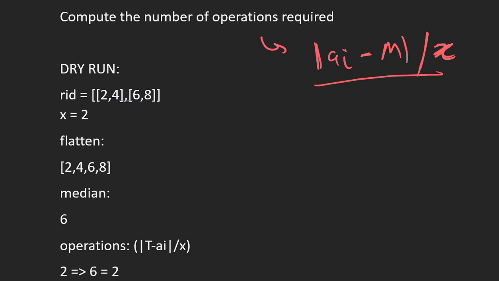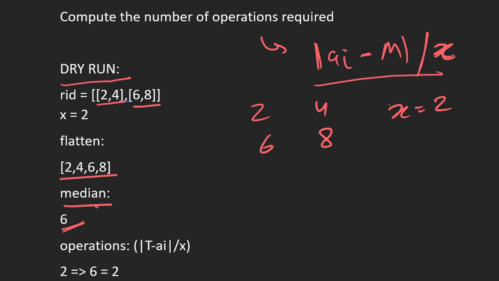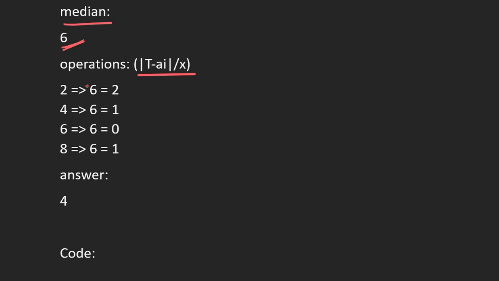So let's see the dry run. This is our grid value, 2 4 and 6 8, and x is equal to 2. When we flatten the array, we get 2 4 6 8, and the median value is 6. So the number of operations is the target value minus the ith number, divided by x. First we have to convert 2 to 6.